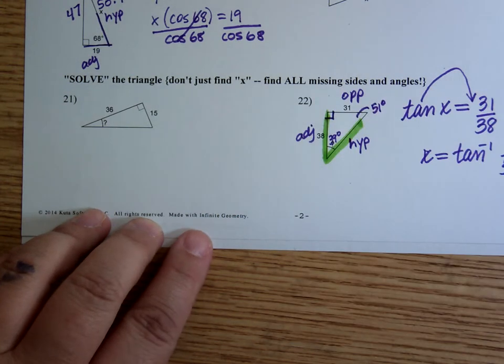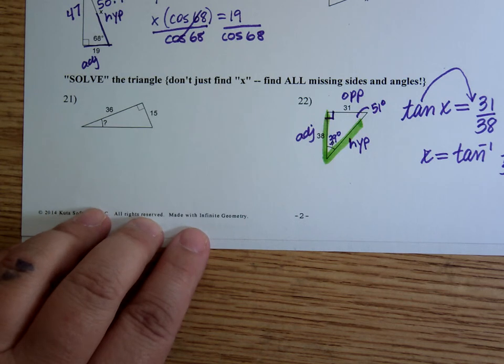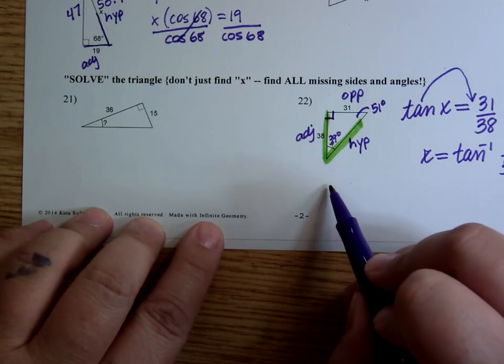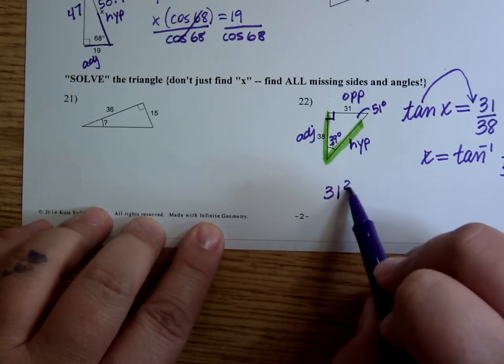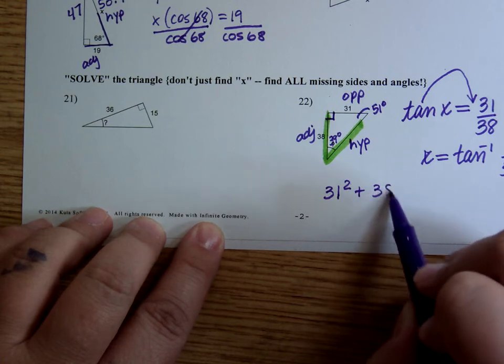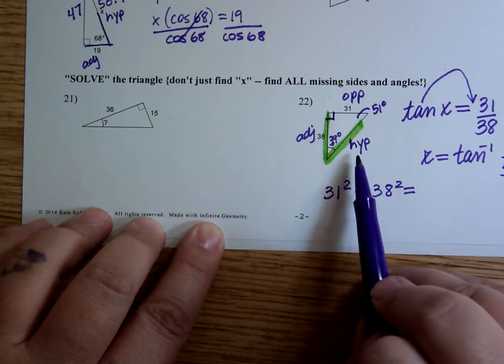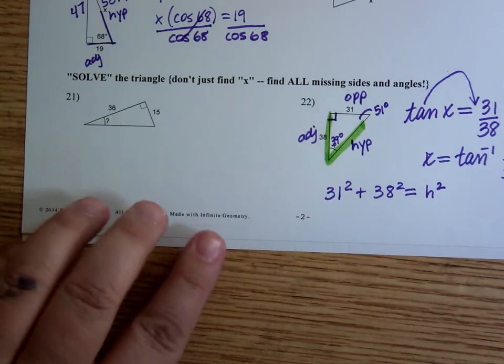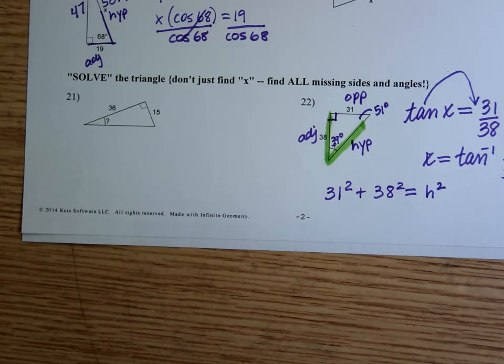So now I know all three angles, and I know 2 out of 3 sides. The only thing I'm missing is one of the 3 sides. Remember that if you have a right triangle and you know 2 out of 3 sides, we have a formula called the Pythagorean Theorem. Pythagorean Theorem says we can go 31 squared plus 38 squared equals, I think I'll call it h for hypotenuse. Leg squared plus leg squared equals hypotenuse squared. Make sure you put the hypotenuse on the side by itself.